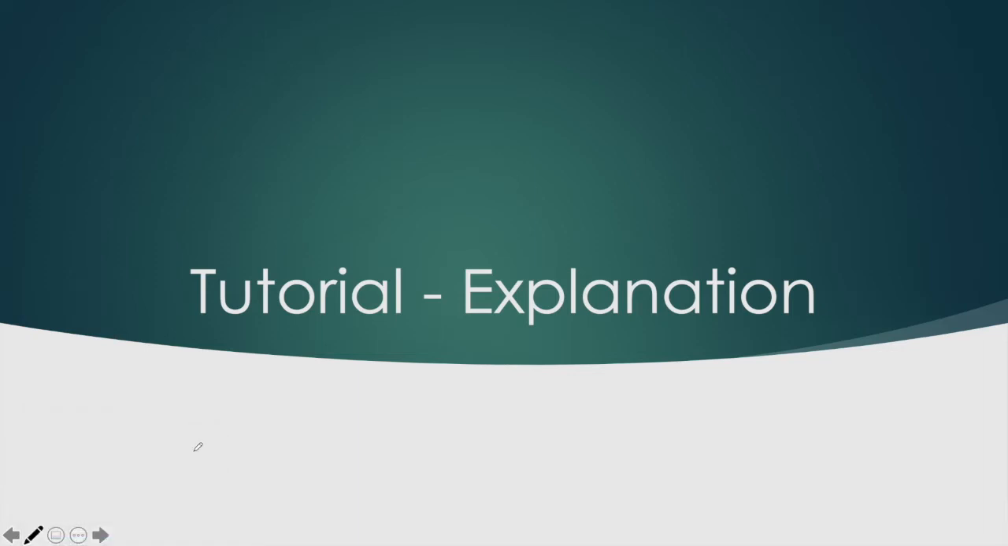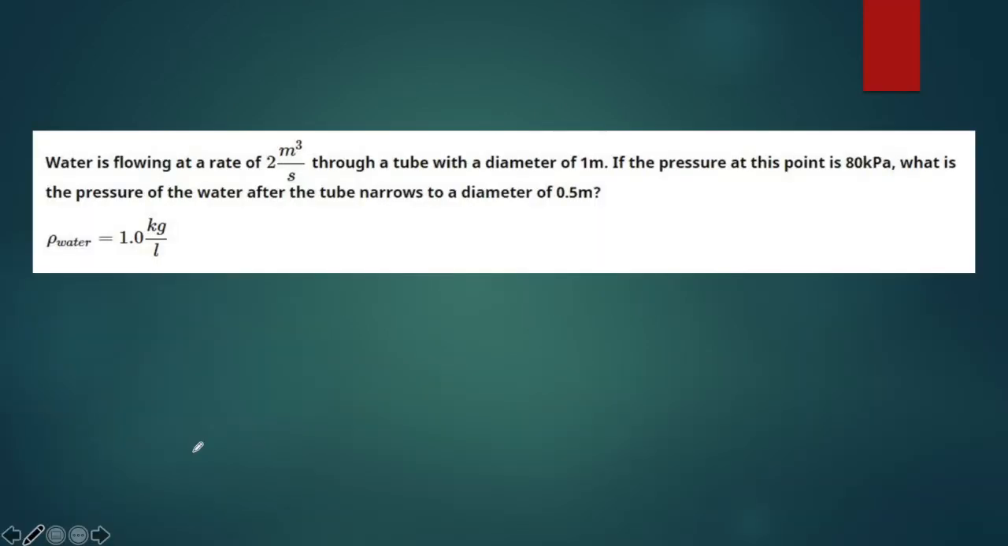I think some of you might have some difficulties on answering this question. Okay, this is the question. Water is flowing at a rate of 2 meter cubed per second through a tube with a diameter of 1 meter. If the pressure at this point is 80 kilopascal, what is the pressure of the water after the tube narrows to a diameter of 0.5 meter?